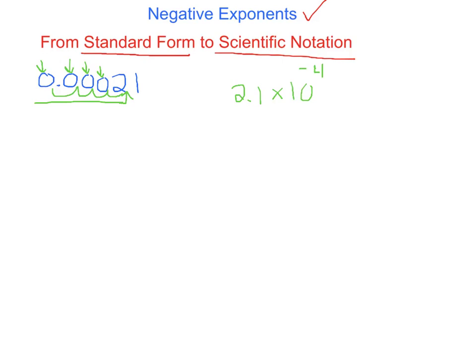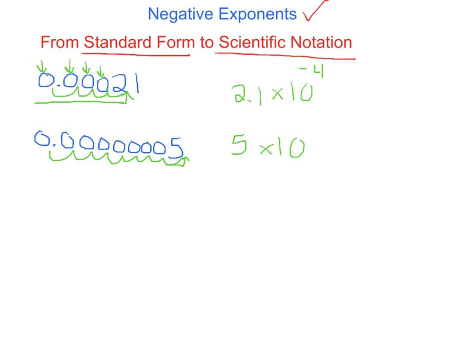Okay, next example. 0.0000005. So the first number other than 0 is 5. So 5 is my leading number, and then times 10 to the power of 1, 2, 3, 4, 5, 6, 7, 8, but it would be -8.